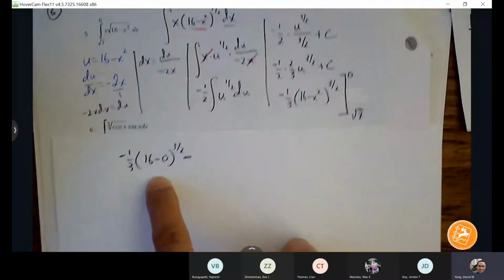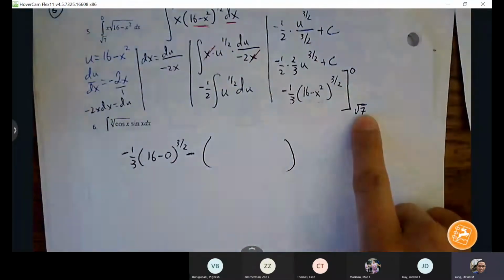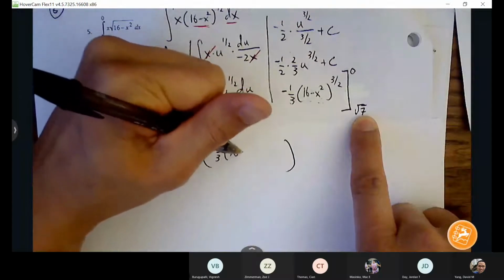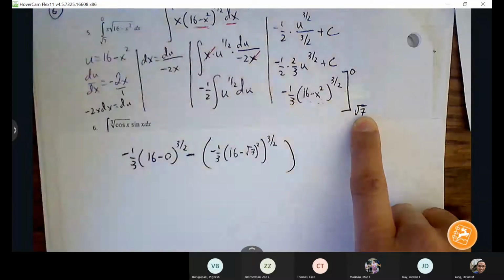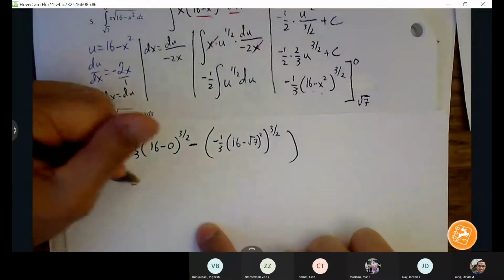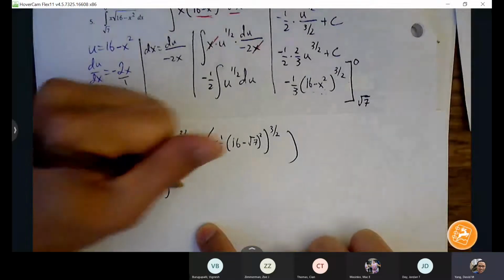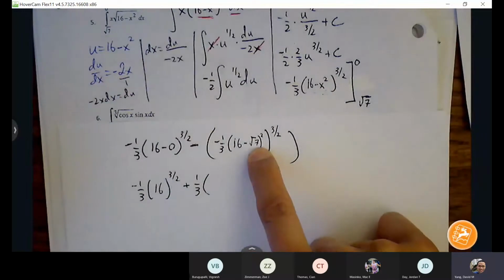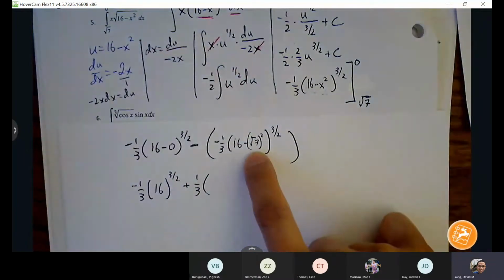Okay, I took care of the upper bound minus parentheses. Then I'll take care of my lower bound. The square of root 7 is going to be 7. 16 minus 7 is 9.